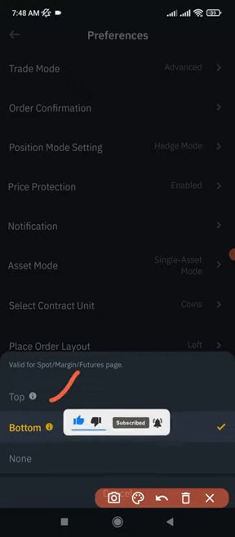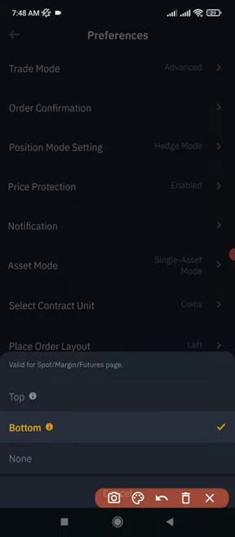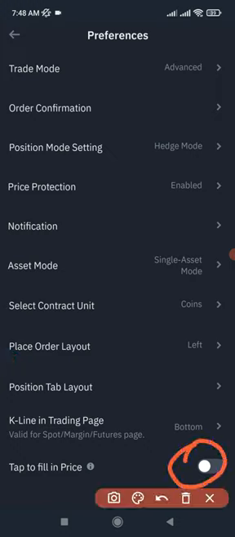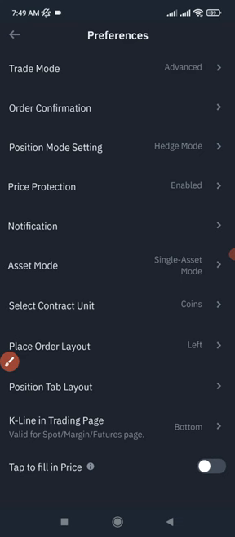If you want it at the top, fine. Mine is at the bottom. Let me show you where it is. And I think this is the last option we have here, the K-line. Then if you want to be taking trades on the K-line, you can go ahead and check this one where it says tap to fill in price. So you can just go ahead and check that on.